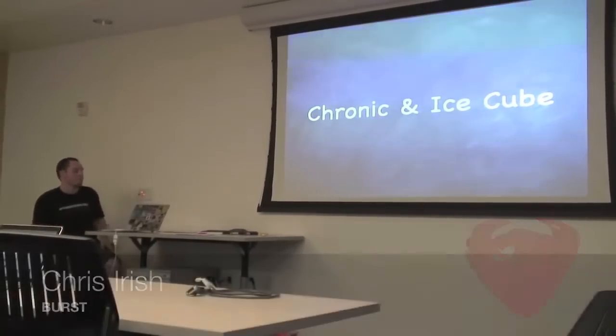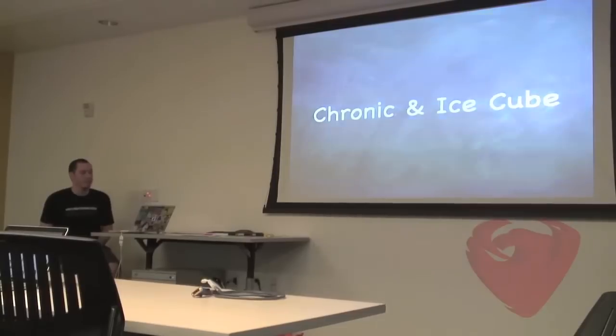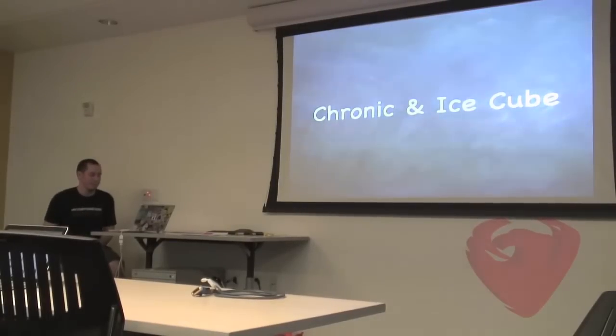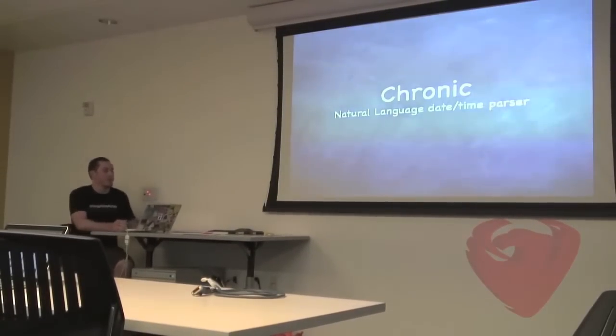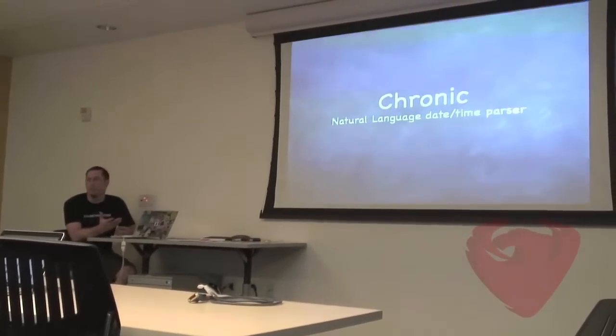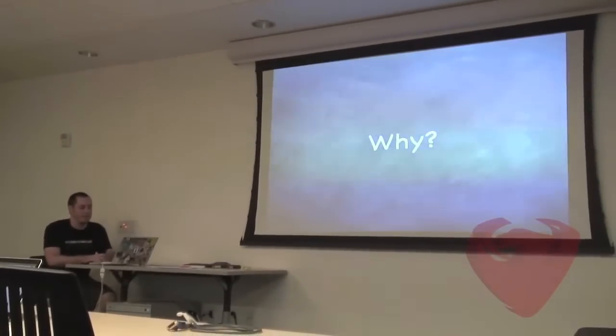So today I'm going to show you a couple gems. This is going to be a much shorter presentation than the previous one. It's just going to cover, very high level, what these things can do and how they can help you and how they're pretty helpful. So the first one's Chronic. It's a natural language date and time parser. It's just a wrapper on top of the built-in Ruby date and time processor stuff, but it lets you just write English and then create dates out of it.